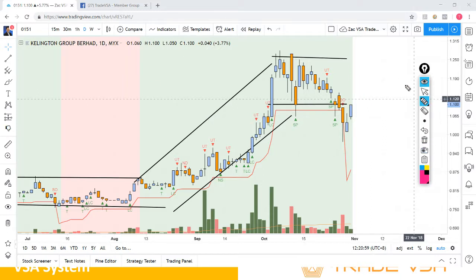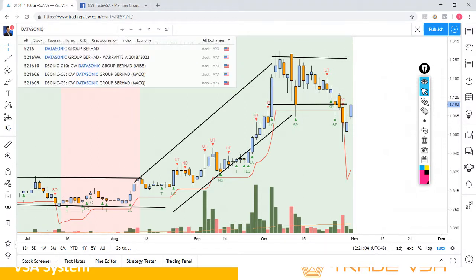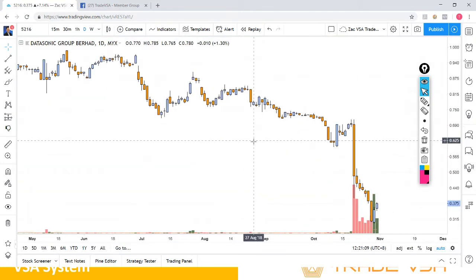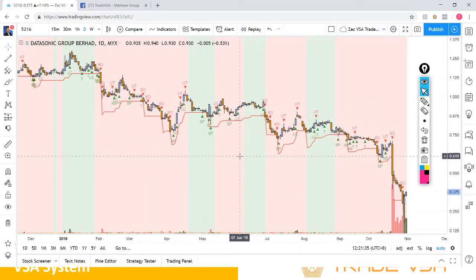Okay, the next stock that I have is DataSonic. Of course, DataSonic is in a downtrend. Unlike some of the stocks I showed you earlier, Hibiscus, Inari, Kellington's, where on your left-hand side you have a markup stage followed by distribution, for DataSonic it is the continuation of stage 4. So sell-offs happen during the end of distribution, stage 3, and during the continuation of stage 4. It happens in these two markets.